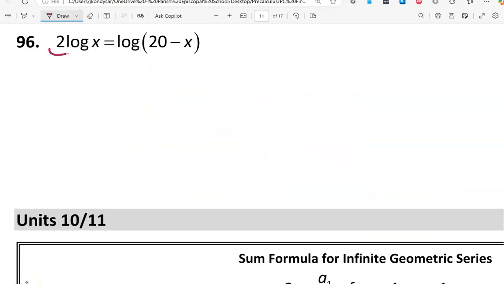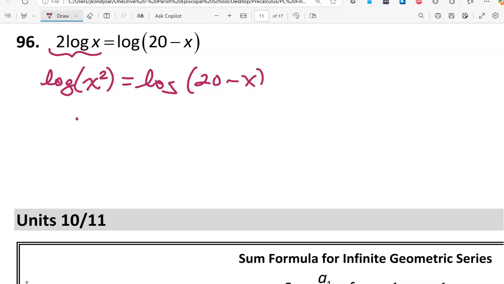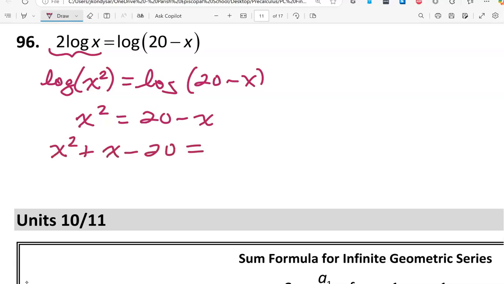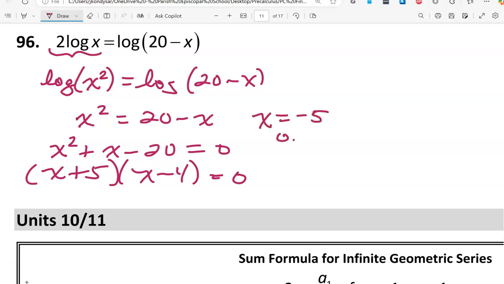In number 96, we need to use a property here that 2 times the log of x is equal to the log of x squared, and that's equal to the log of 20 minus x. And since there are logs with the same base on both sides, we can undo the logarithms. That's a single log, by the way. We have to condense if there are multiple logs. And then let's add x and subtract 20 from both sides, factor, and that will give us two solutions. It's going to give us x equals -5 or x is equal to +4.